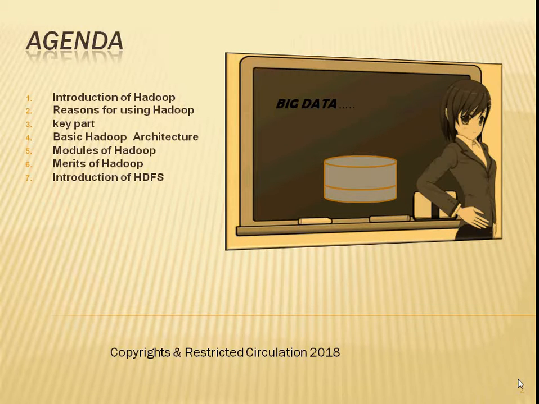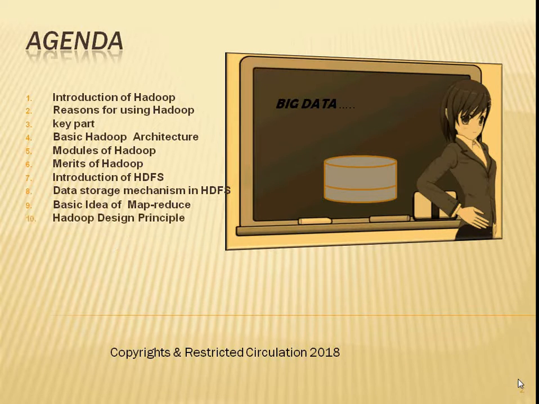Guys, Hadoop is a technology, right? And now further if I go, Hadoop has two core components. First is HDFS, second one is MapReduce. So here we will take a glimpse of HDFS. What is HDFS? What is the data storage mechanism in HDFS? Then we'll move towards the basic idea of MapReduce. This is the second component of Hadoop. Then the Hadoop design principle.